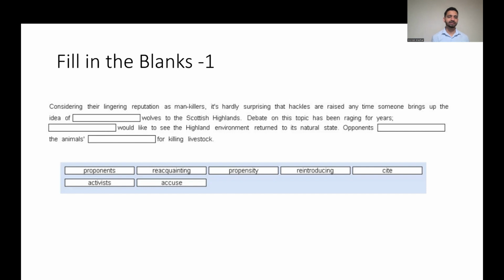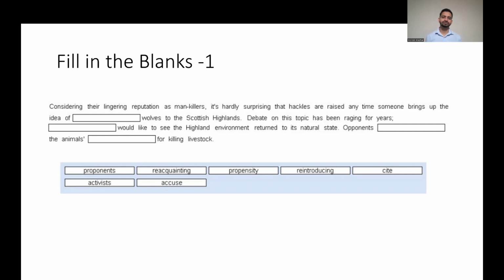Opponents, the animals for killing livestock. We need a verb, don't we? Opponents, the animals for killing animals. And it's a possessive noun, so you've got animals, something, right? So you need a possessive. Animals, a noun for killing livestock.